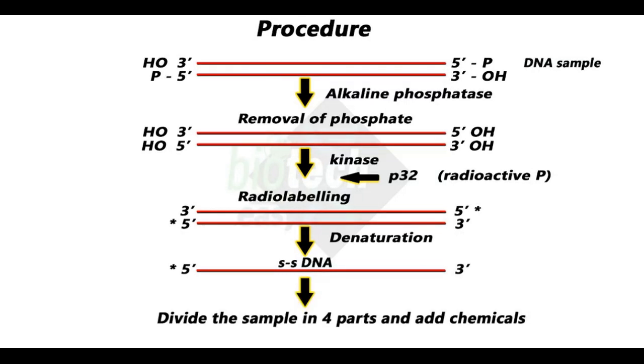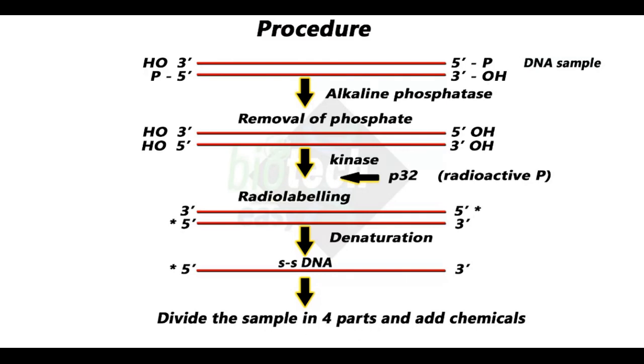Next we have to divide the sample into 4 parts, because ultimately we are going to do this whole reaction in 4 different tubes. In all those 4 tubes we'll put some different chemicals, and they will do some reaction. So in this DNA sample there won't be just one DNA molecule, there will be lots of molecules. That will be divided into 4 parts.